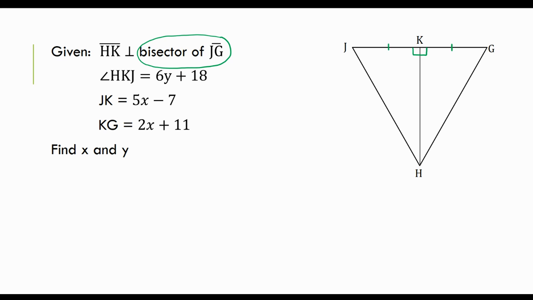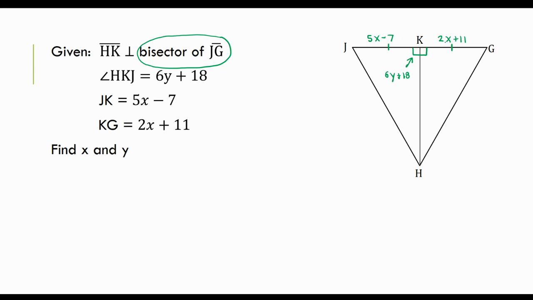So now I'm going to mark up the rest of my picture. Angle HKJ, which is this angle right here, is 6y plus 18. We know that the segment KJ is 5x minus 7, and the segment KG is 2x plus 11. We are asked to find both x and y. So let's solve x first.